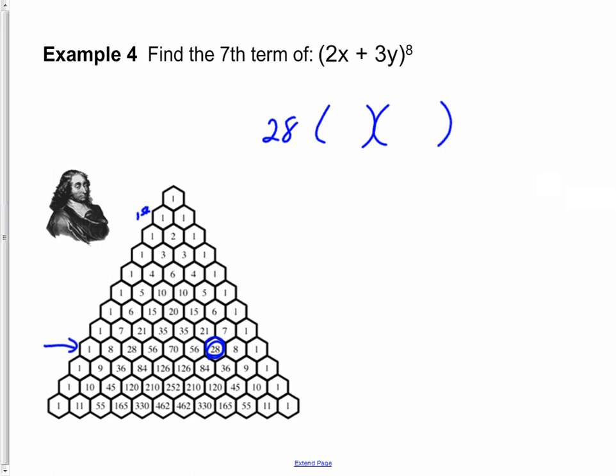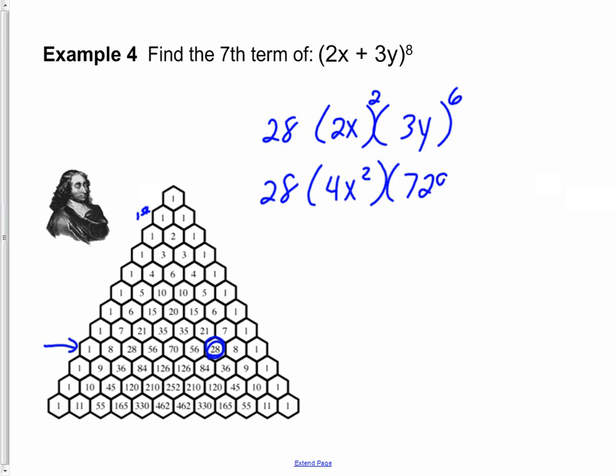Okay. And if I want the 7th term, that means that I had an 8th power, so 8, 7, 6, 5, 4, 3, 2. So if this is 2, this would have to be 6. 2x here, a 3y here, and we're ready to evaluate. 28, 4x squared, and this would be 3 to the 6th, which I'll do on my calculator here. That's 729, y to the 6th.